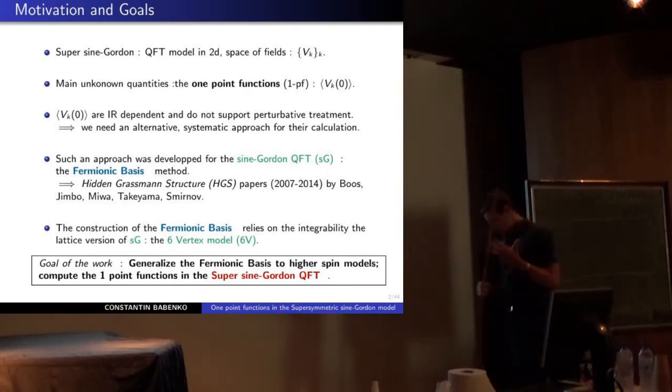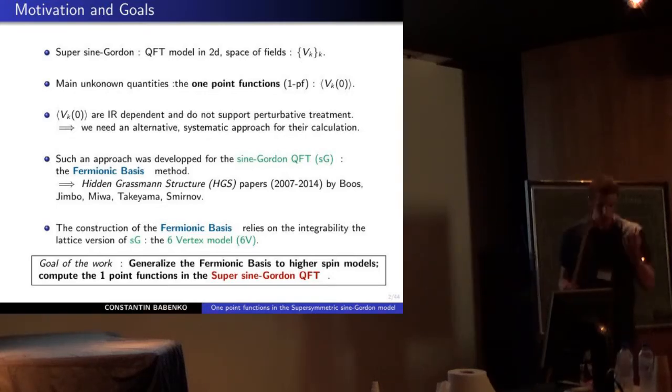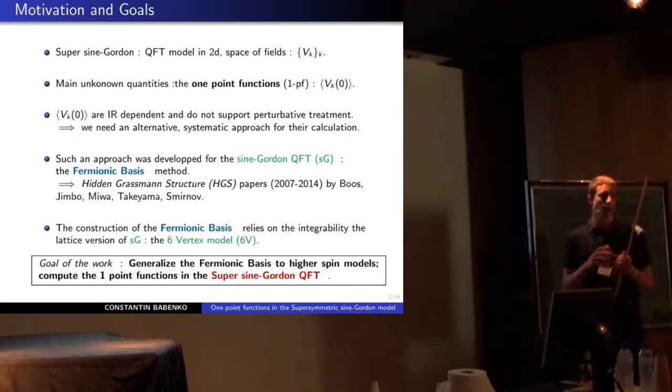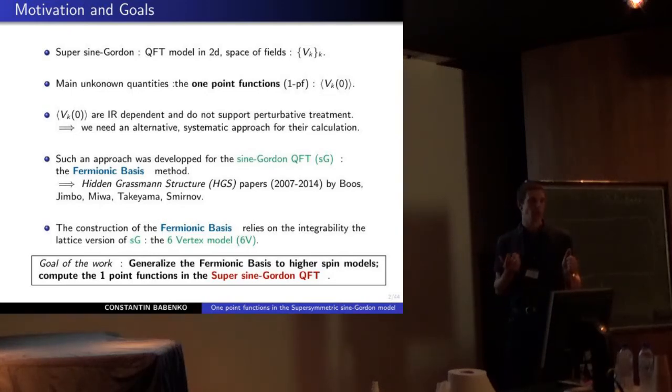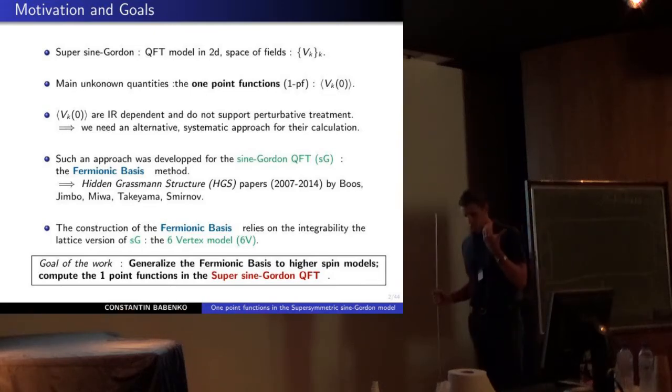And our main quantity of interest are the one-point functions. Why? This is for two reasons. First, because they are, with the structure constants of the quantum field theory, the main ingredients in the operator product expansion. And second, the one-point functions are purely infrared data. That means they are not accessible by usual perturbative techniques of quantum field theory, which is our main tool. So we need to develop some alternative, new and systematic approach for the calculation.